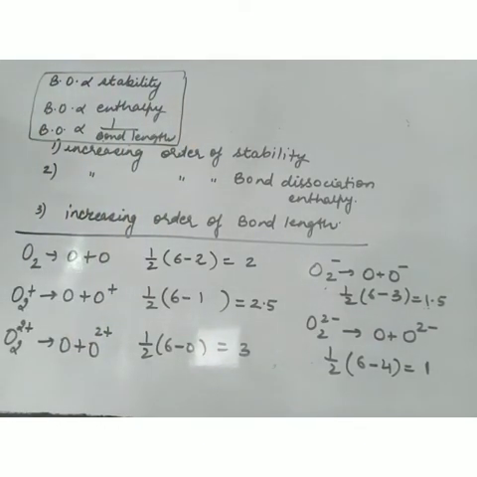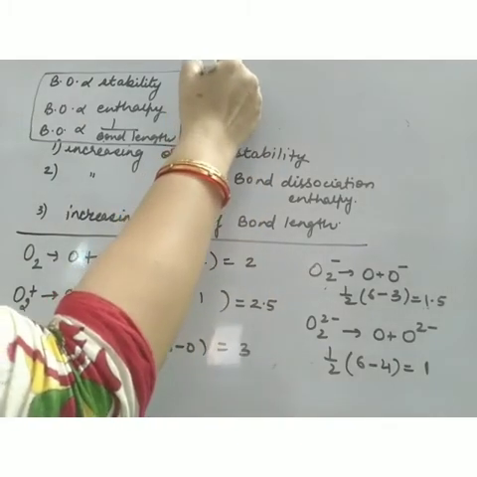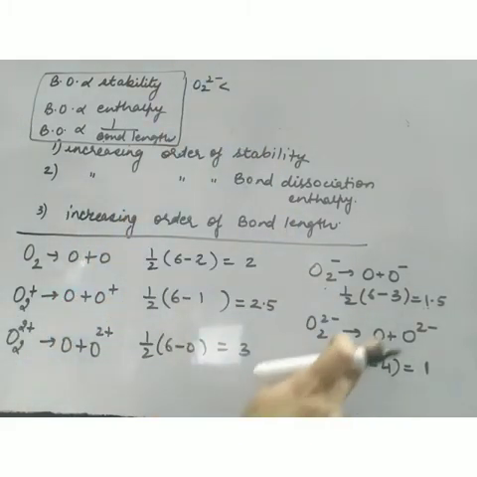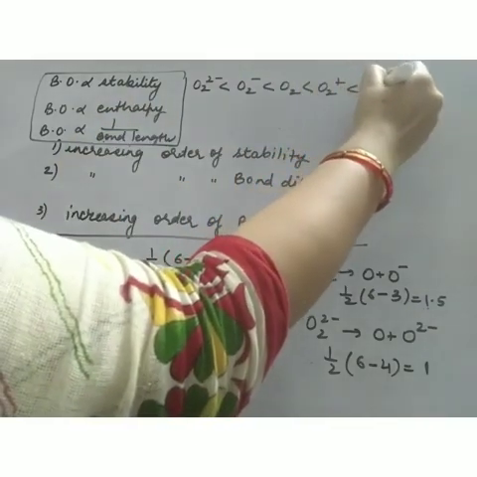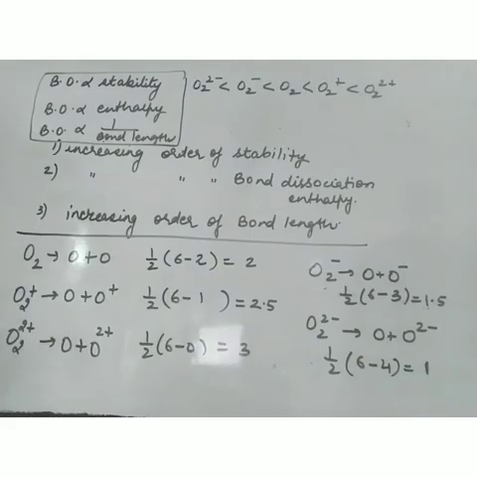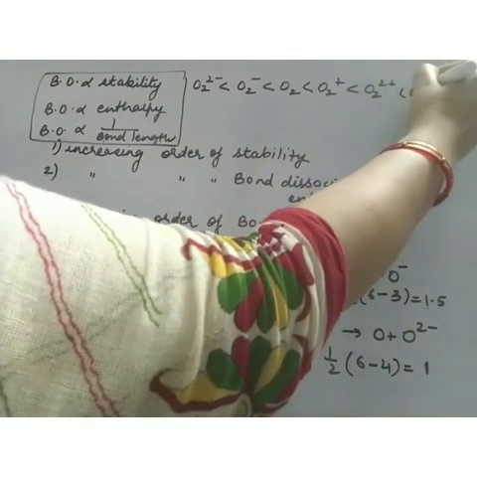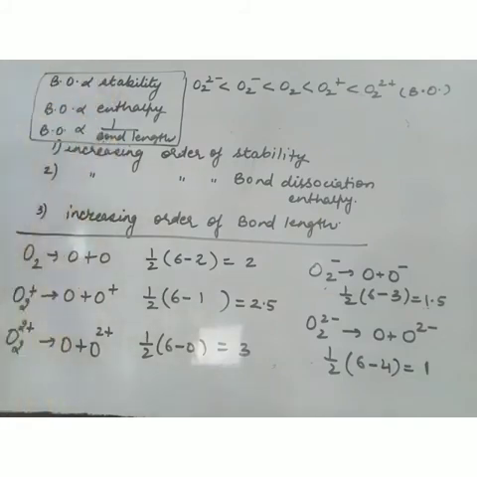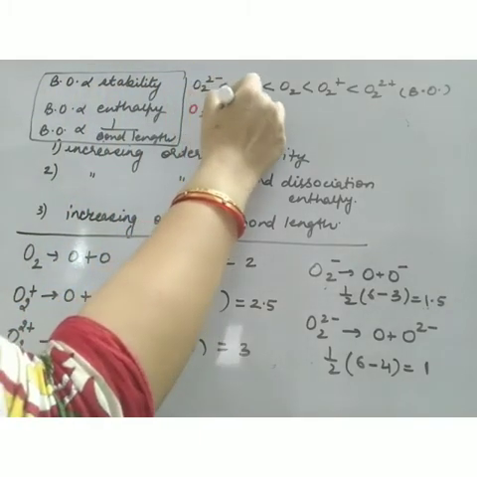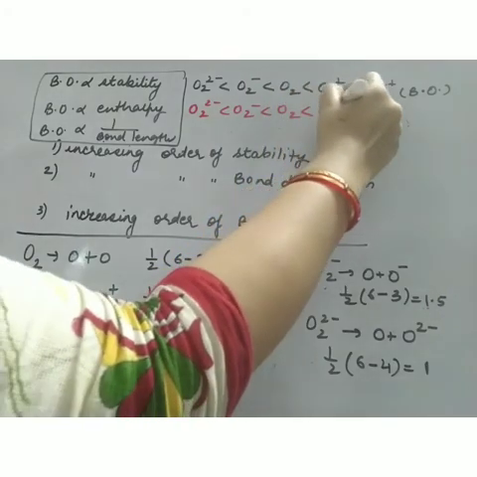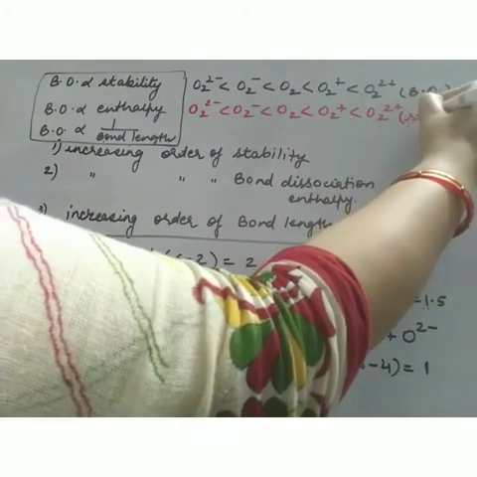Now first we'll arrange them in the increasing order of bond order only. Now which is having the least bond order? O2 2 minus, 1. Then 1.5, that is O2 minus, then O2, then O2 plus, and lastly O2 2 plus. This is the increasing order of bond order. Bond order is directly proportional to stability, so the same will be the order for stability. This is the order for stability.